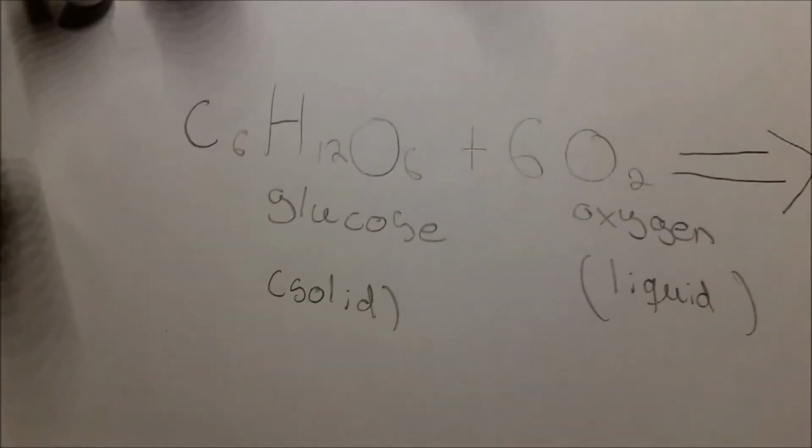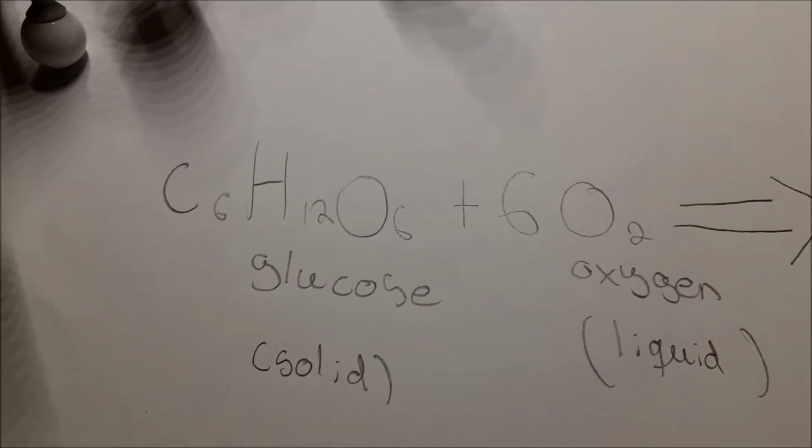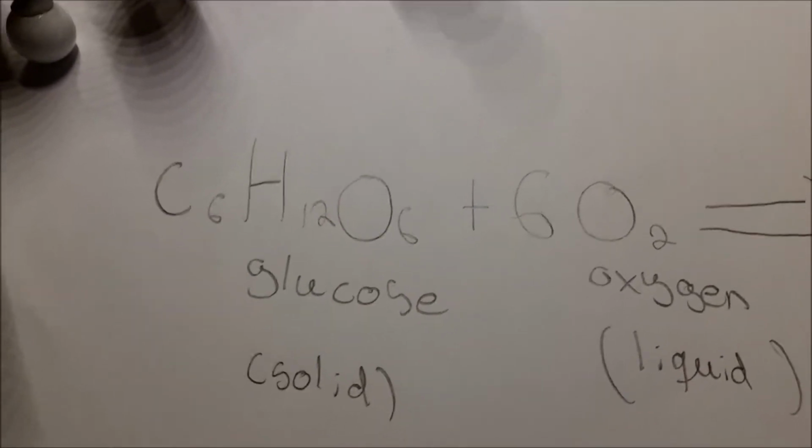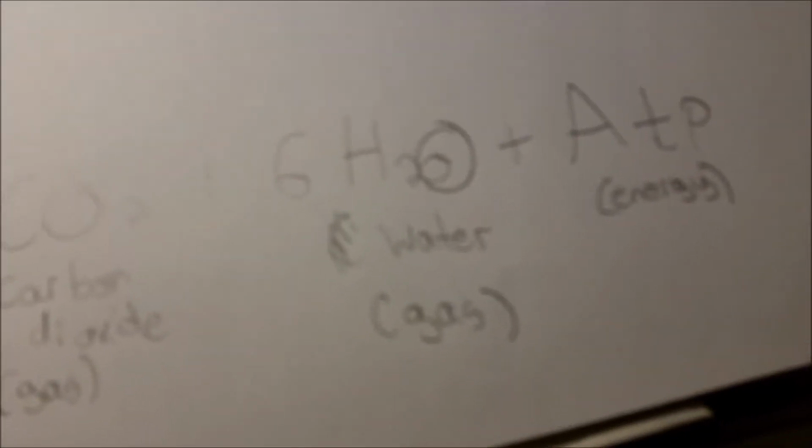And this is an example of a glucose macromolecule. So this is an example of an aerobic reaction. And an example of an anaerobic reaction would be with no oxygen at all and producing lactic acid at the end.